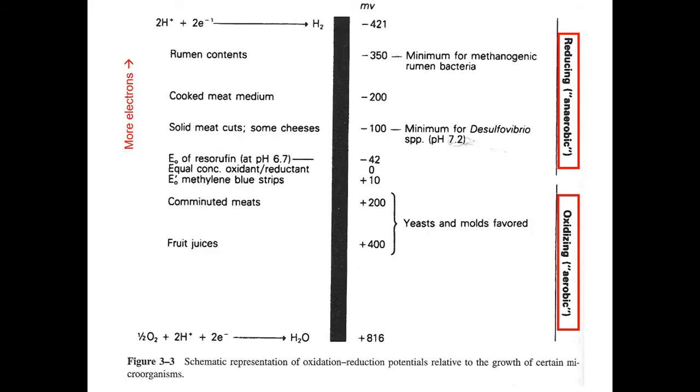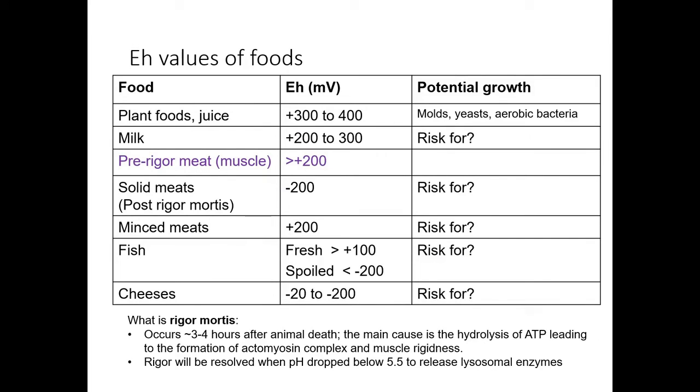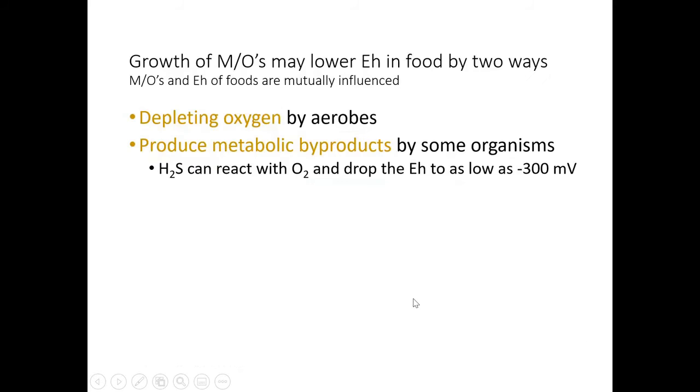Okay, so if it's reducing, it's going to be anaerobic, and then oxidizing is going to be aerobic. We can think about it like that. So aerobes are going to require highly oxidized foods. They're going to have a positive EH. And then anaerobes are going to require reduced conditions, and they're going to have a negative EH. Okay? So again, it's kind of like thinking about the oxygen preference. Okay, so you can take a look at these. This is how they survive.